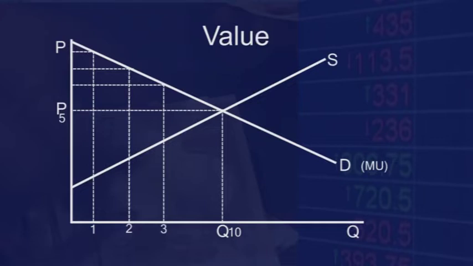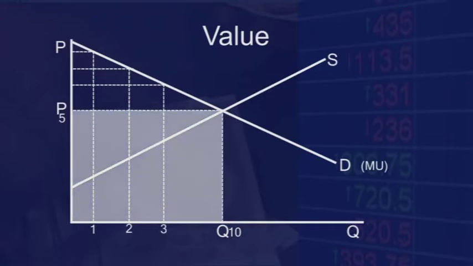Then consumers are buying 10 units of the good at €5 a time, price times quantity. This area, price times quantity, gives us the value in exchange. Consumers spend €50 on the goods. They exchange those €50 for the good. Suppliers receive a total amount of revenue of 50. 5 times 10, price times quantity.